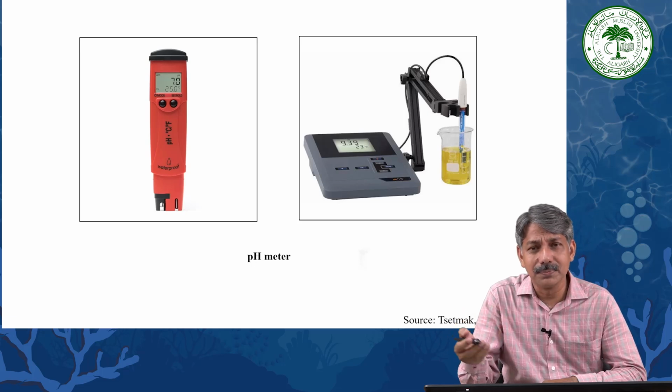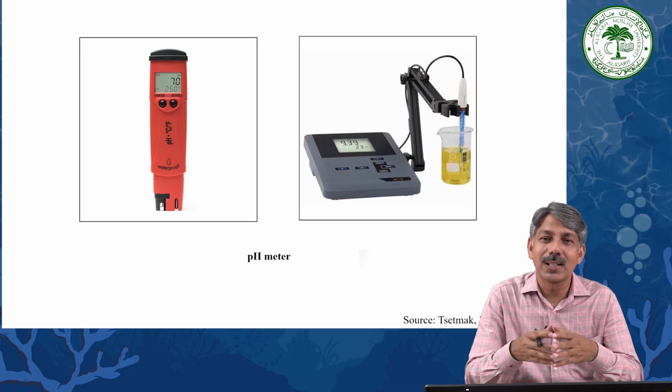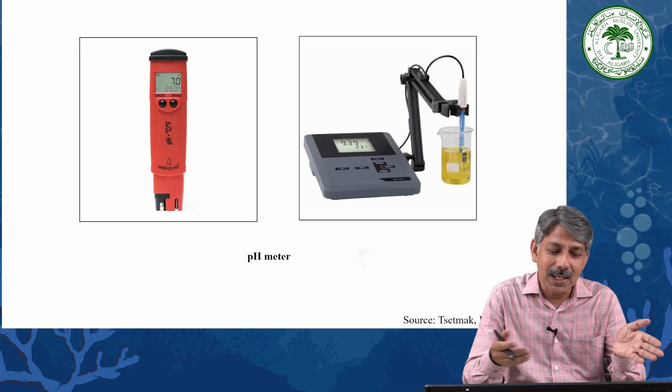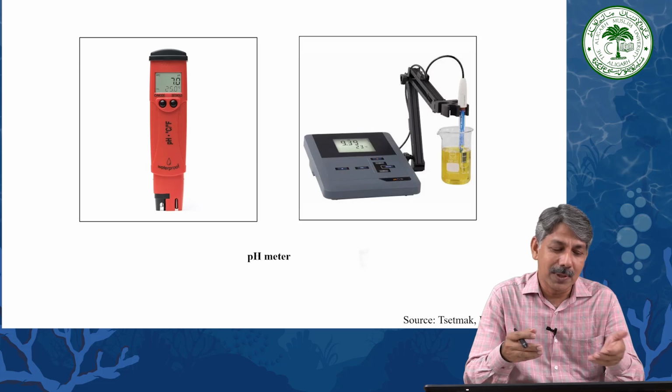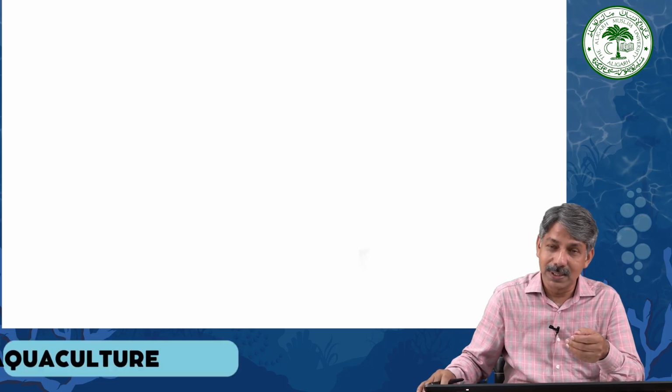These are some of the instruments. Nowadays, getting these water quality parameters analyzed is not a big fuss. There are many types of instruments. Even a pen type pH meter is available. You can use that and you can get better results.